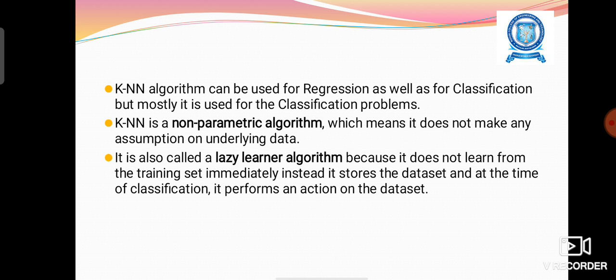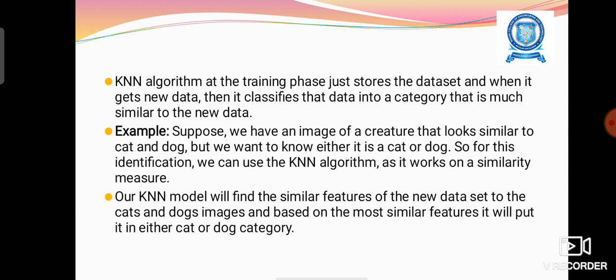KNN is a non-parametric algorithm. Also, it is called a lazy learner because it does not learn from the dataset immediately. Instead, it stores the dataset and at the time of classification, it performs an action on the dataset. In the training phase, it just stores the dataset, and when it gets new data, it classifies that new data into the category that is most similar to the new data.